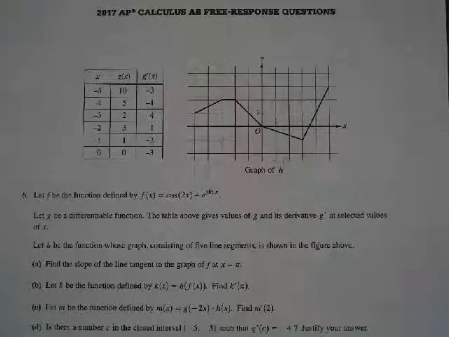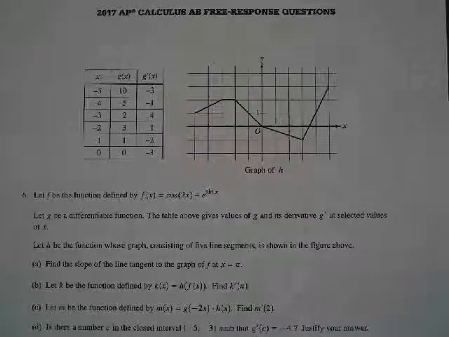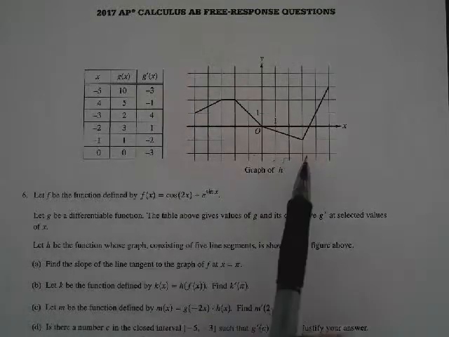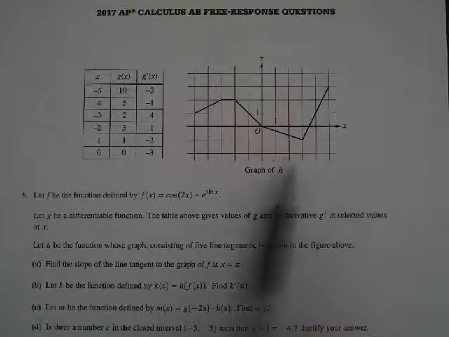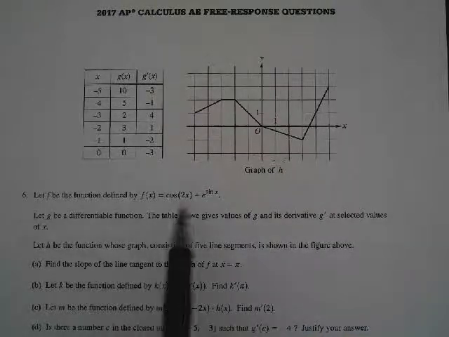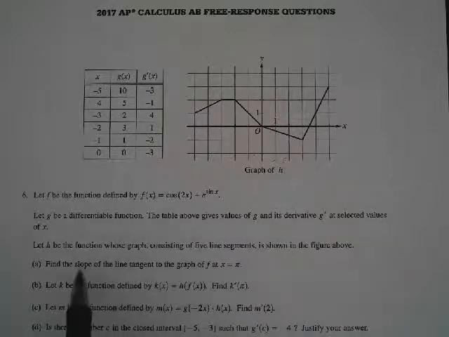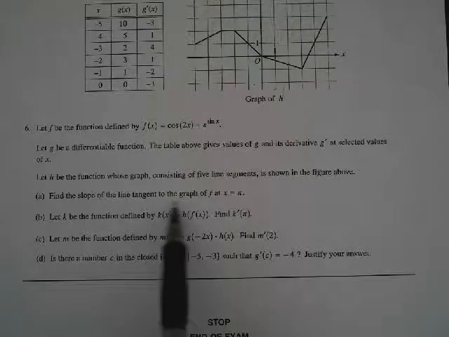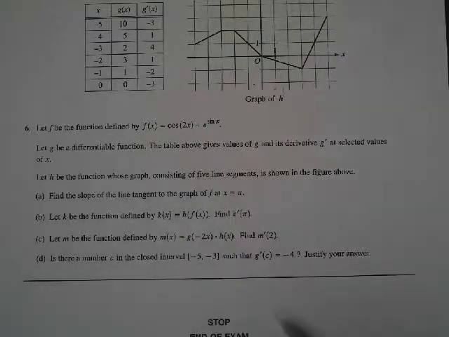All right, this is the 6th FRQ for the 2017 AB exam. So they give you a table with g of x and g prime of x, they give you a graph of h of x, and they give you an equation of f of x. So lots of things going on here. First, they said to find the slope of the tangent line to the graph of f at x equals pi.